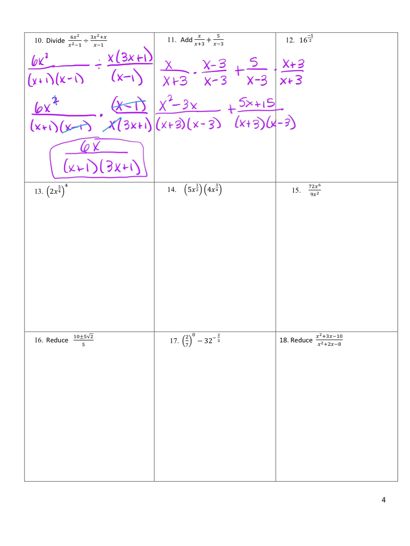And now I have two fractions with the same denominator, so I can just add the numerators. So I combine like terms, and I'm going to have x squared plus 2x plus 15 over x plus 3, x minus 3.